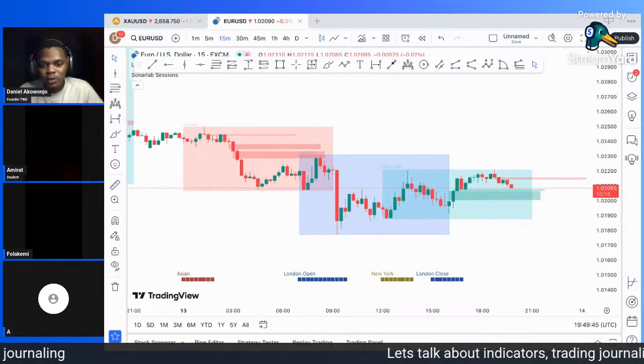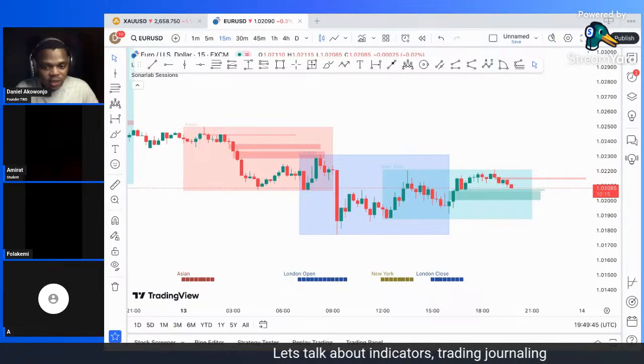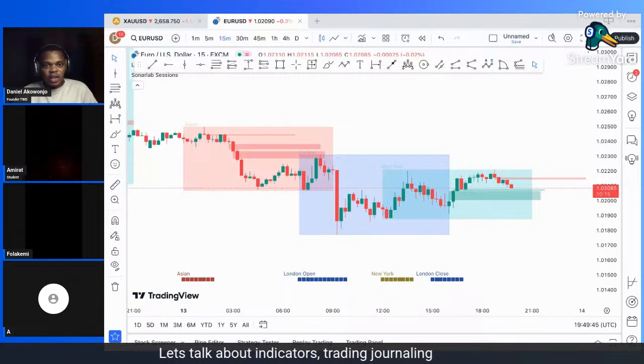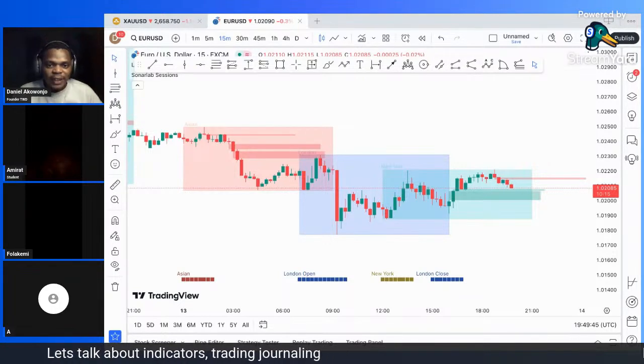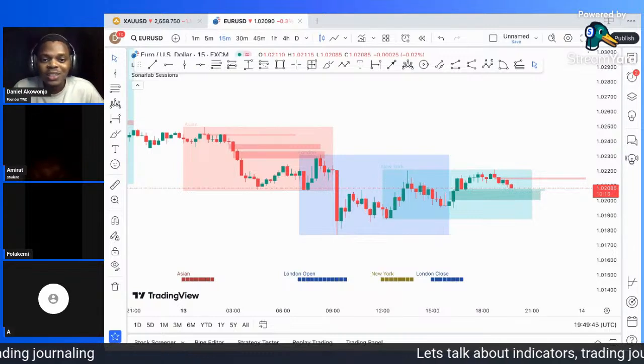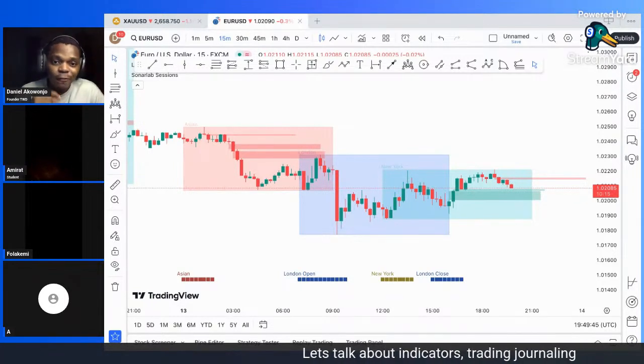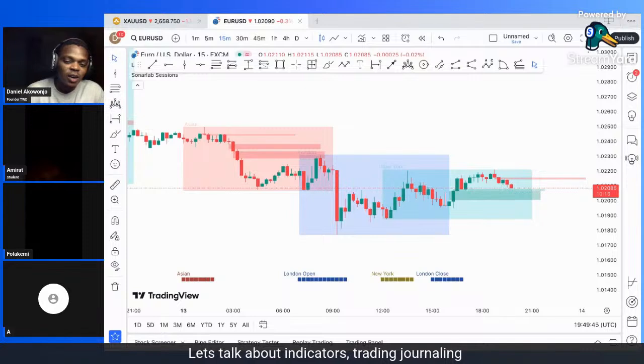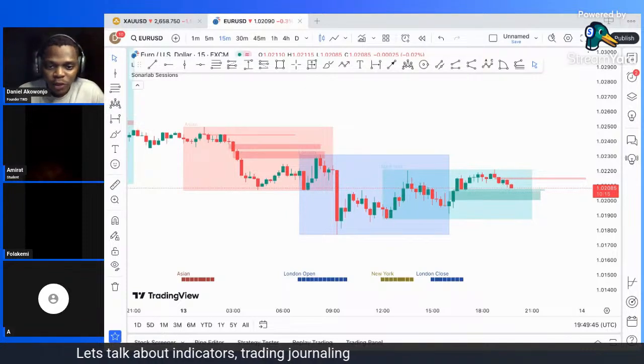Yes, yes. So now the next thing is understanding trading journaling. While you are trading, while you're taking signals, while you're doing whatever you're doing, you want to understand that writing these things down is very, very essential. I can't overemphasize how important this is.